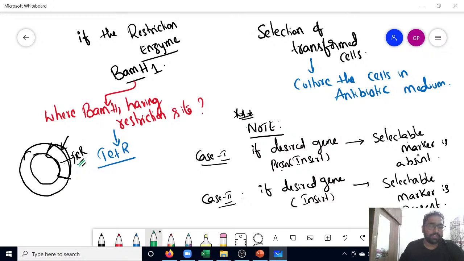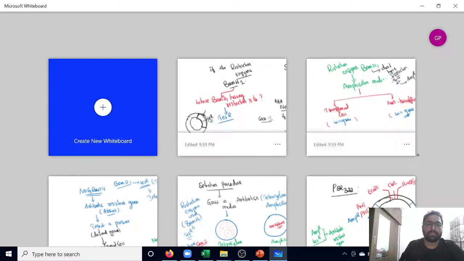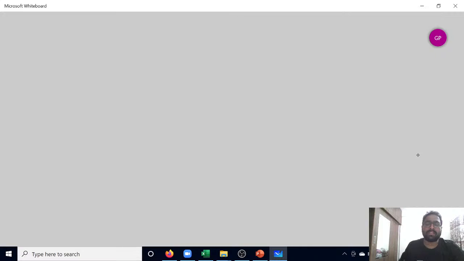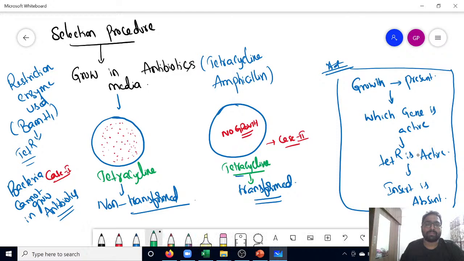Only thing you have to culture in the resistant genes. Suppose you cultured in antibiotics, say tetracycline. So if non-transformed cells are growing, it means that resistant gene is active. That resistant gene is active means our desired gene is absent, so it is non-transformed. If there is no growth, not growing means that the tetracycline resistant gene is not there. If that gene is not there, it is transformed.